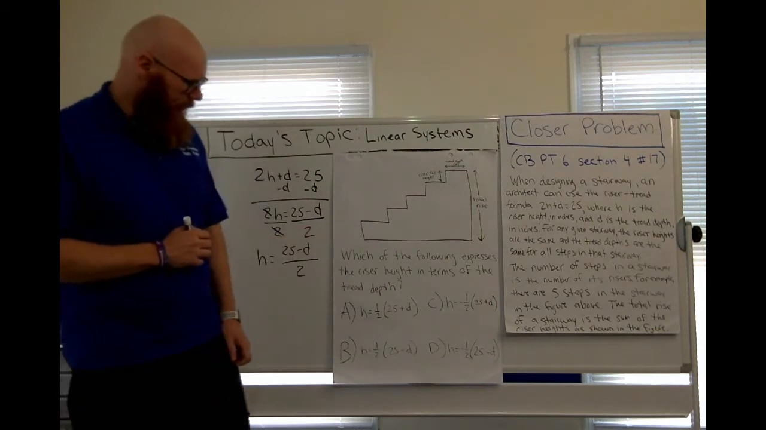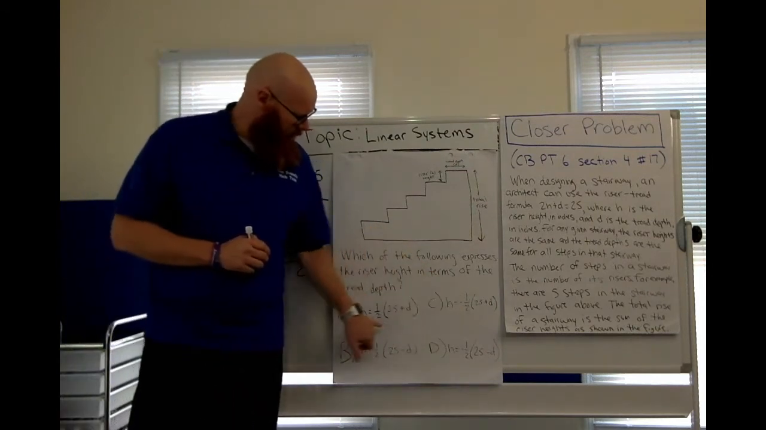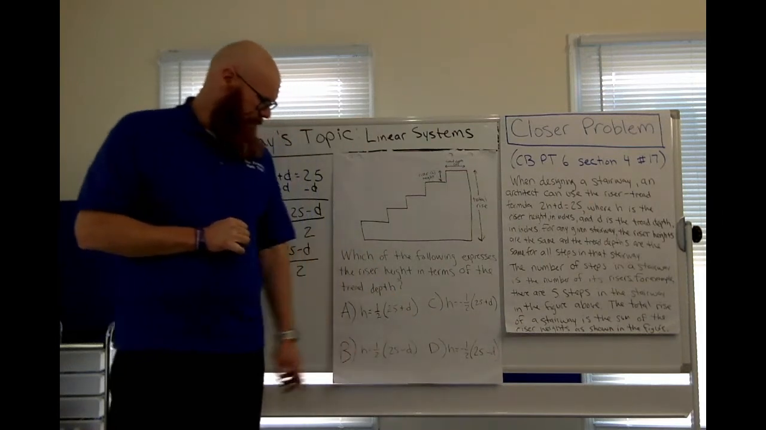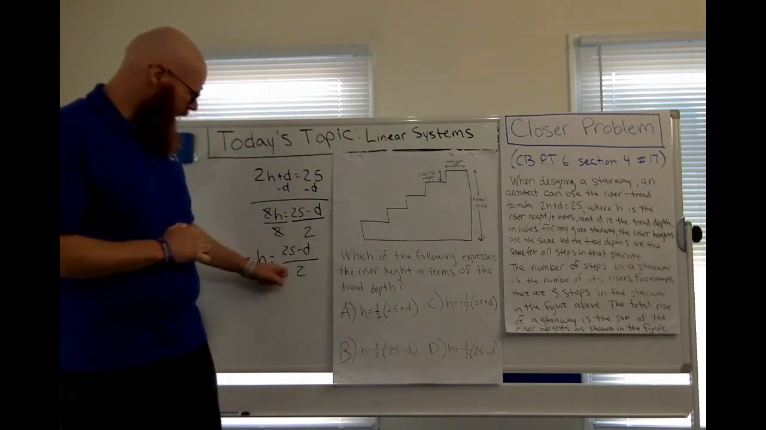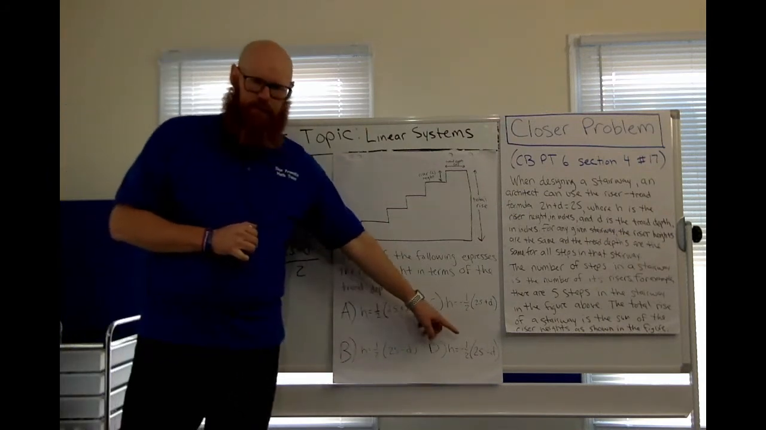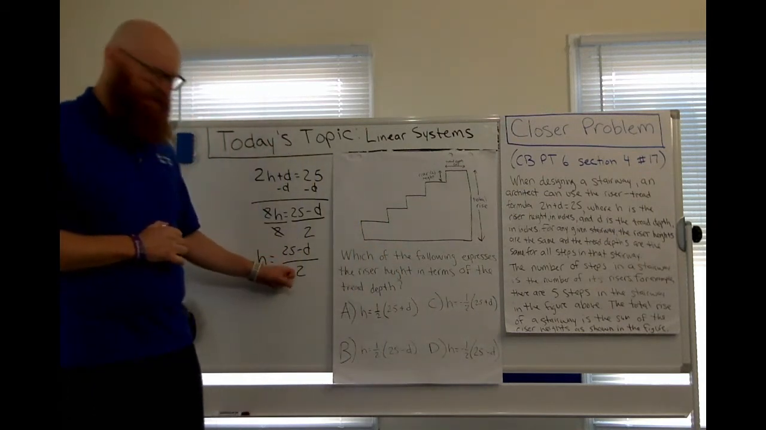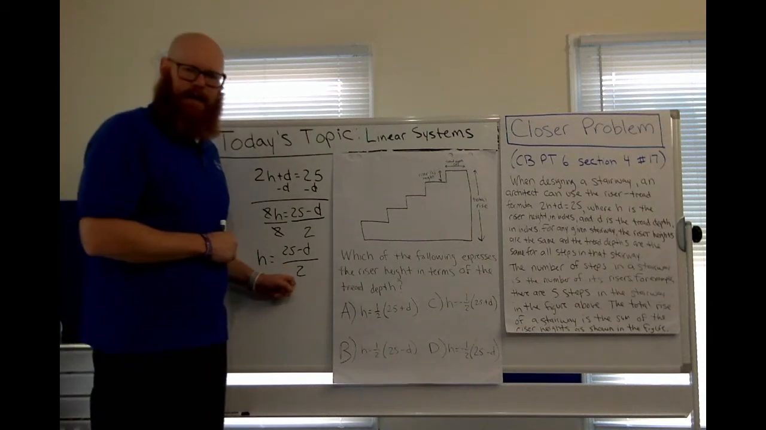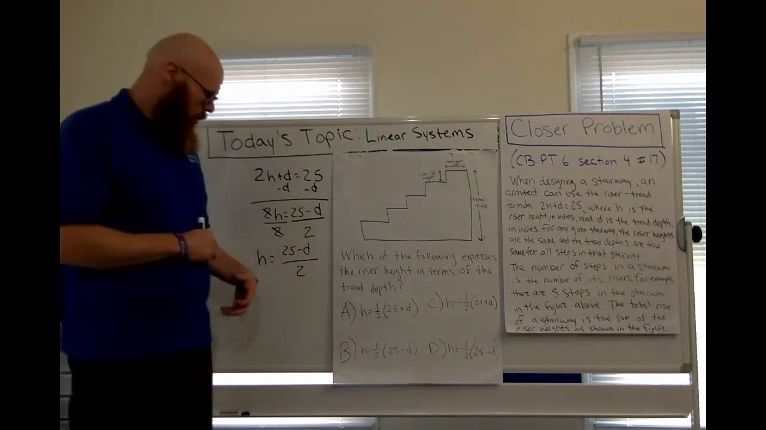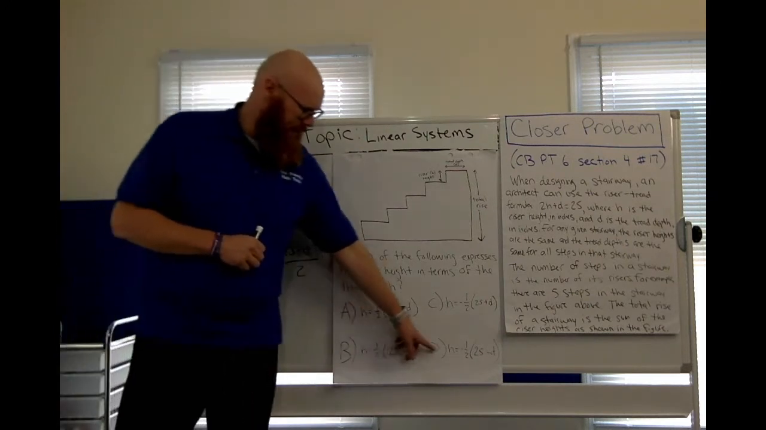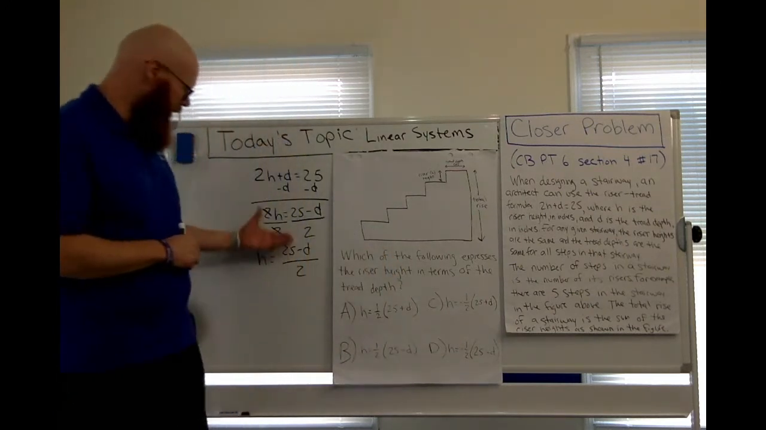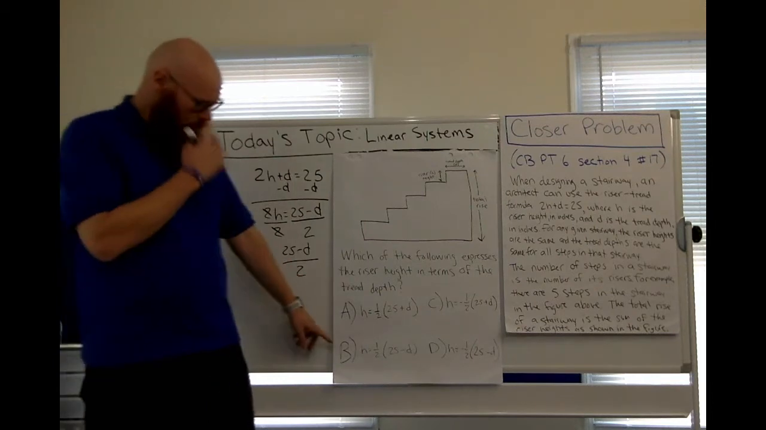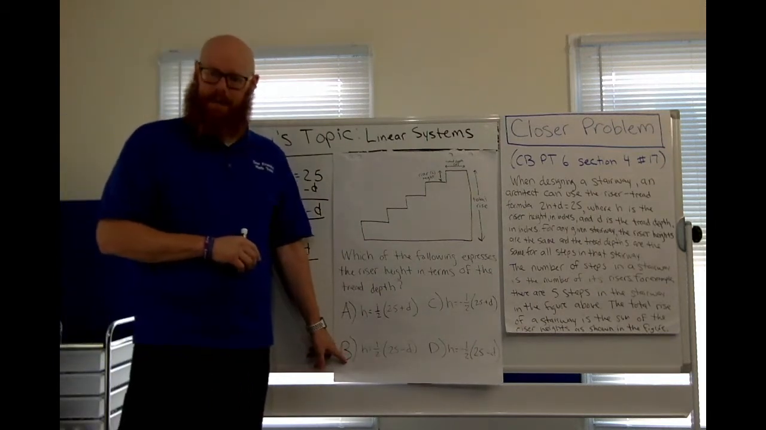We've got 25 minus d, so A and C are out because they have 25 plus d. B and D, though, have 25 minus d. And what they have is a 1/2 in front. And multiplying by a half is the same thing as dividing by 2. So it is answer B, because D has a negative 1/2 and we didn't divide by a negative 2. All right, so the answer ends up being B.